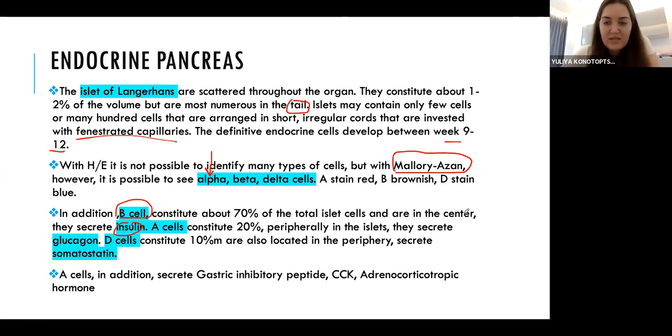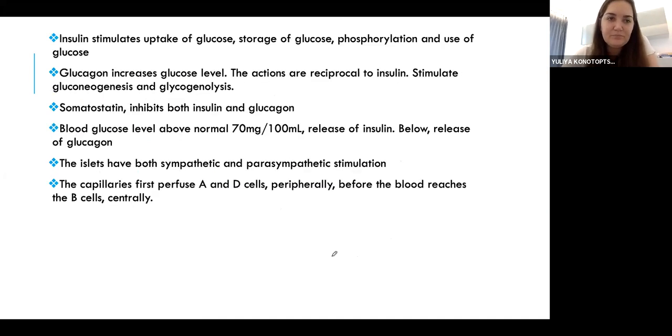Beta cells are located in the center. So in the center of your islet of Langerhans, you will see beta cells. Alpha and delta cells are located in the periphery of the islet of Langerhans. You can see that alpha cells can also make CCK. So CCK is not only made by the I cells of the duodenum, it could also be made by the alpha cells of the islet of Langerhans. So this is why it is an enteroendocrine cell, right?